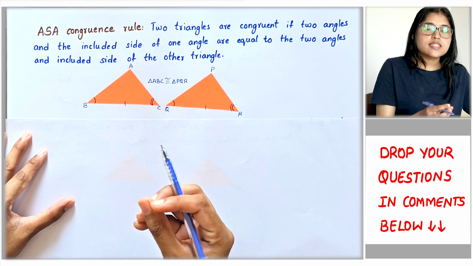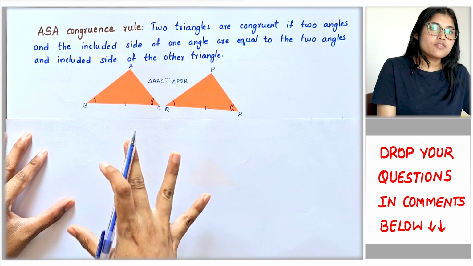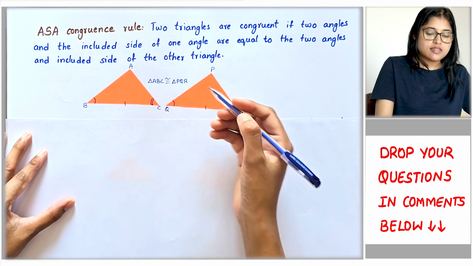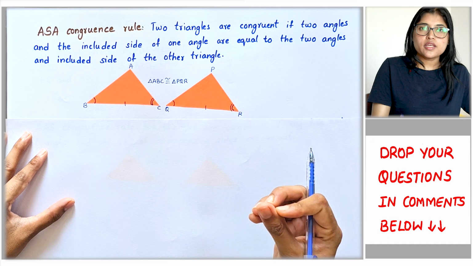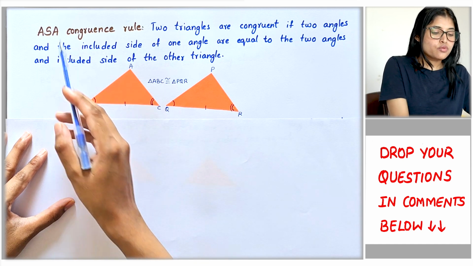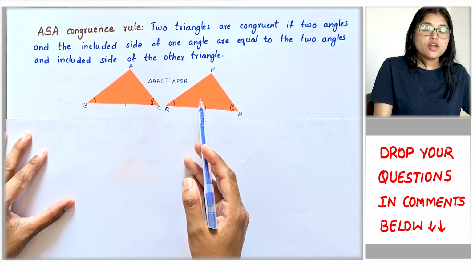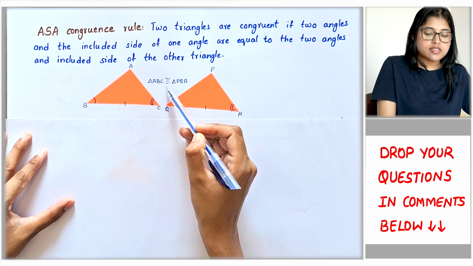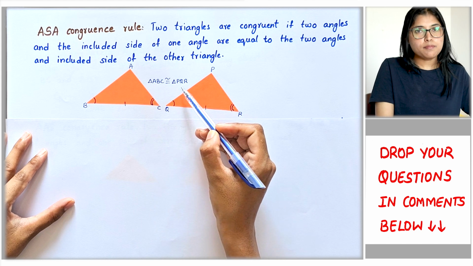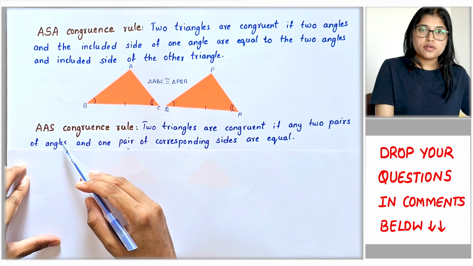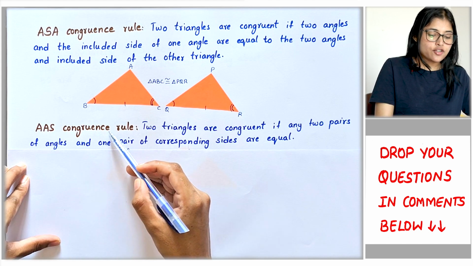Now the included side, that is the side that is present between these two angles, here BC and here QR, should be equal to each other in order to use the ASA congruence rule to say that triangle ABC is congruent to triangle PQR. The next congruence rule is the angle-angle-side congruence rule.